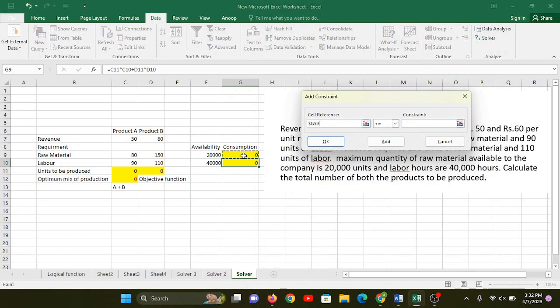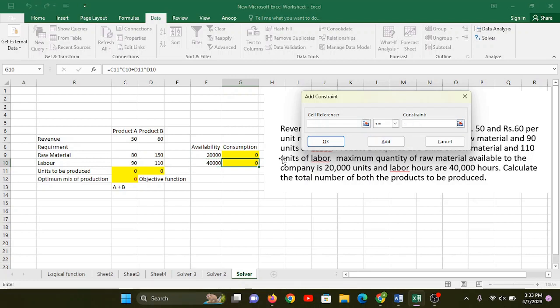You have to see the total amount of consumption that you are going to do for raw material. This cell, which is G9, should be less than or equal to which value? 20,000. I'm putting in the cell reference F9. This is the first constraint. The second constraint is this cell, G10, which represents total consumption of labor while doing this production. G10 has to be less than or equal to 40,000, because 40,000 is your maximum value. You cannot consume more than 40,000.